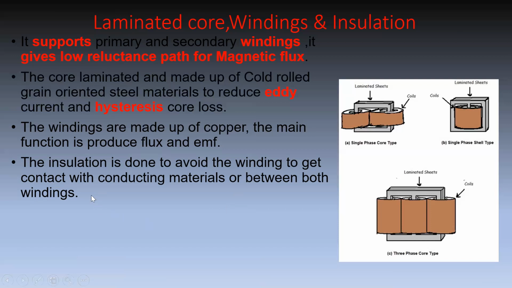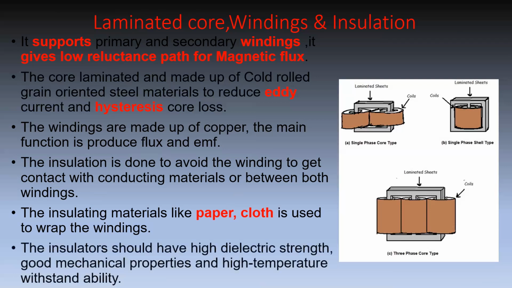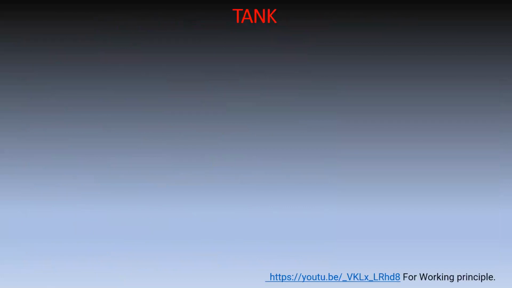So mainly what are the types of insulation? We can use paper, cloth, this type of insulating material. So the insulating materials like paper and cloth are used to wrap the winding. So it gives insulation for the windings not to get contact with the conducting materials. The insulators should have high dielectric strength. So these are the properties of insulator: high dielectric strength, good mechanical property, high temperature withstand ability.